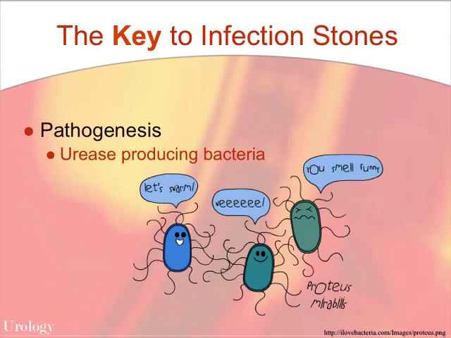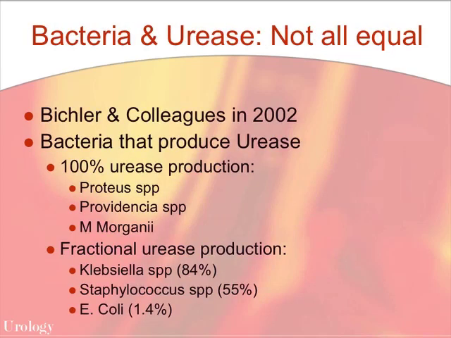The most common urease-producing bacteria that we're familiar with in the literature is Proteus. Proteus, along with Providencia and M. morganii, are bacterial isolates that have been identified as producing urease 100% of the time. But there are also other bacteria that produce urease in a fraction.